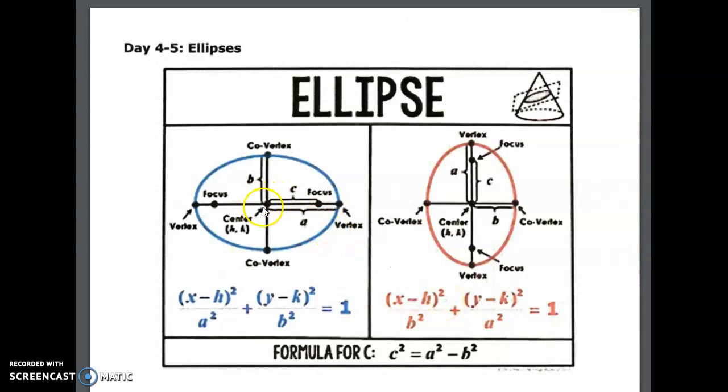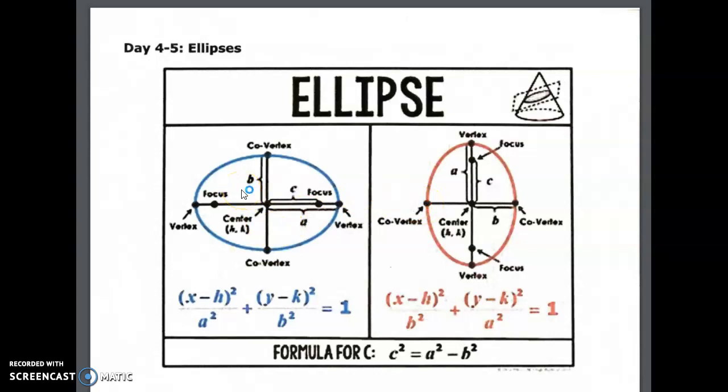The b value is the length of half of your minor axis. Your minor axis is your shorter axis, or your distance from your center point to what we call your co-vertex. The co-vertices are the endpoints of the minor axis, the shorter axis of the two. If it's a vertical ellipse, then the minor axis goes horizontally.